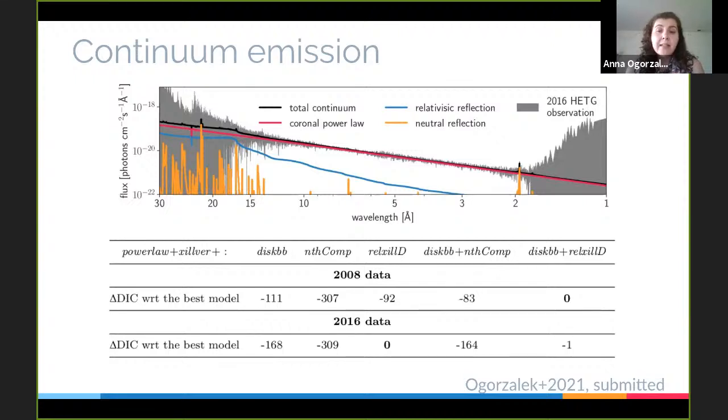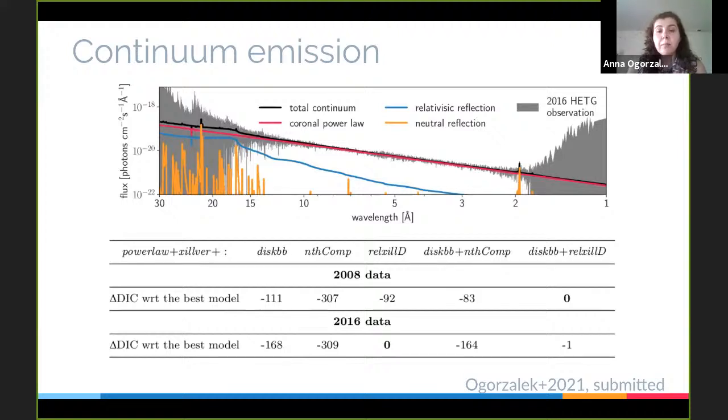So our analysis shows that beyond the standard coronal power law emission, a neutral reflection is required, modeled by the Xillver model, and also relativistic reflection, which originates so close to the black hole that general relativity needs to be taken into account, is required by the data and modeled by the Relxill-D model. This relativistic model for high density disks is able to explain all of the soft excess in the 2016 data, which is an interesting result.